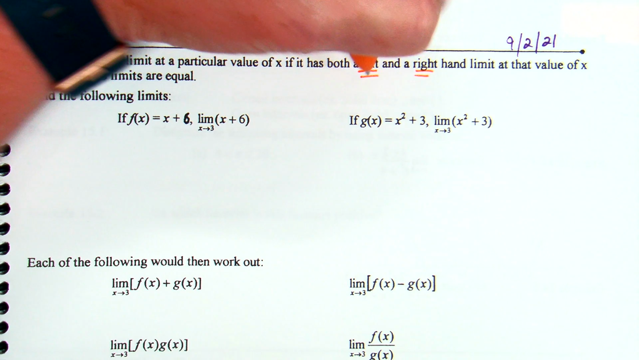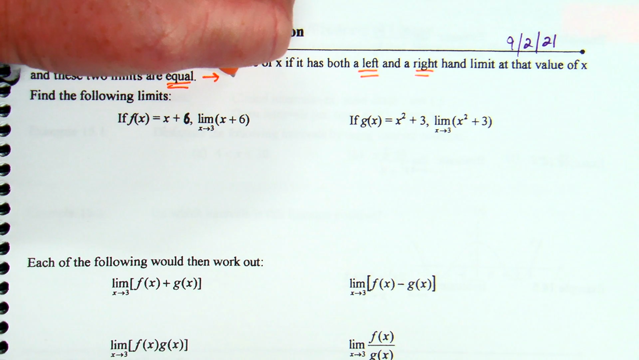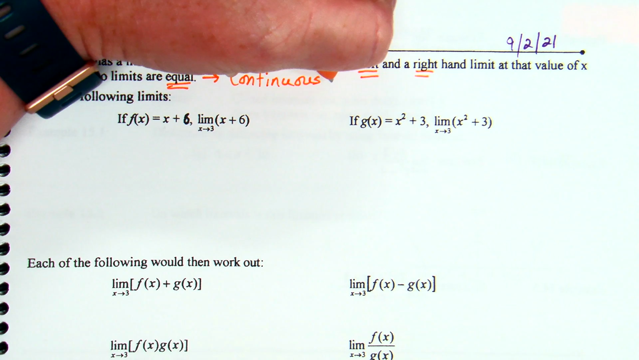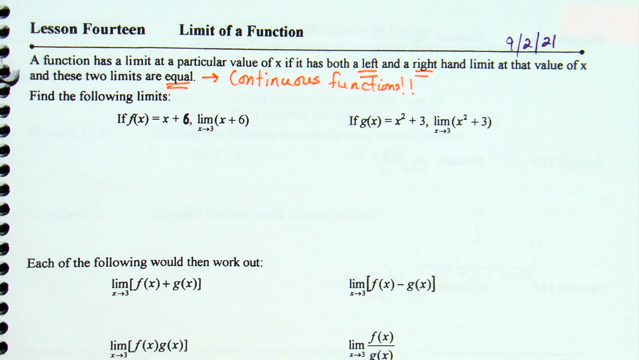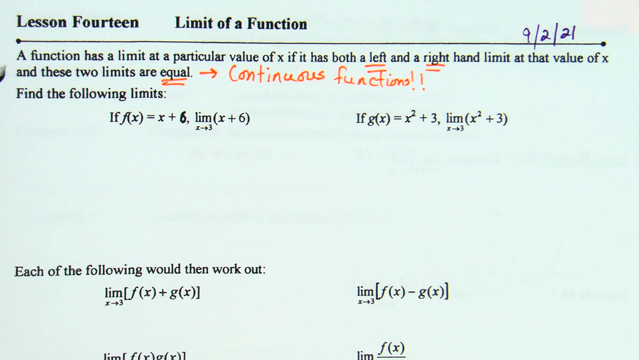With that in mind, that is also part of the definition of a continuous function. We use the word continuous quite a bit in calculus. This is an example of a continuous function: the limit from the left and the limit from the right match. As I said, if it doesn't ask, you need both sides to be the same.